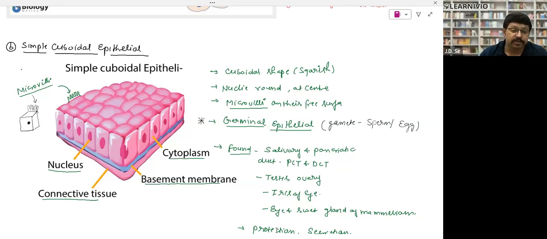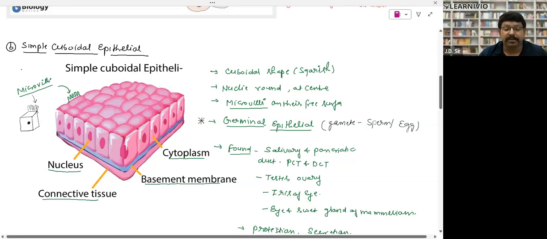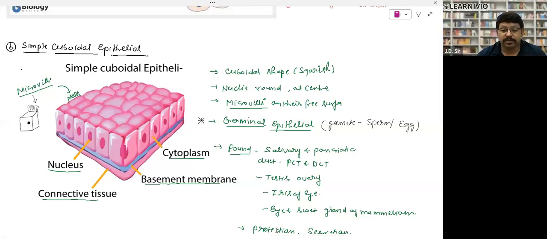Microvilli develop at the free surface. So when microvilli develop, you will call them ciliated cuboidal epithelium. This is a question I have seen multiple times. Germinal epithelium: they make the germinal epithelium, meaning wherever the formation of sperm and egg takes place. So inside the ovary and inside the testis, they are found. The formation of sperm or egg, the gamete, takes place from these cuboidal tissue. That's why they are called germinal epithelium. Clear?